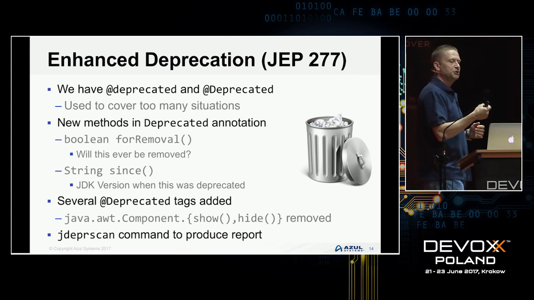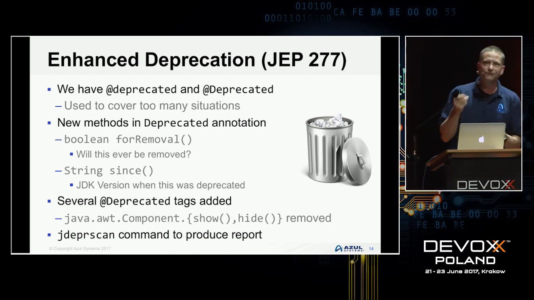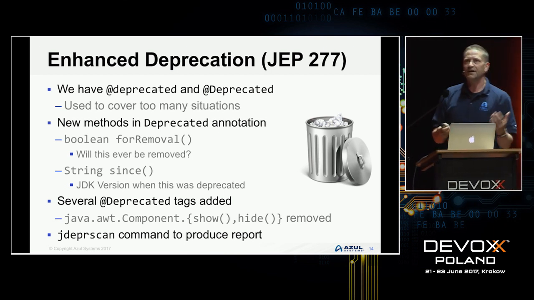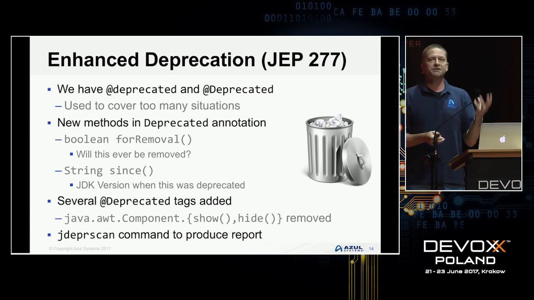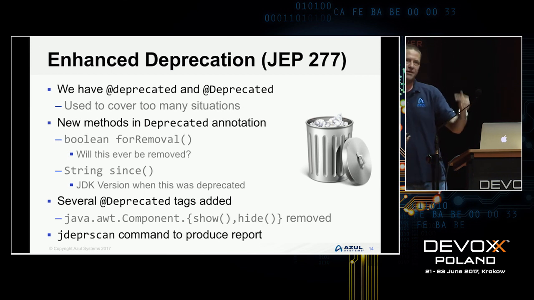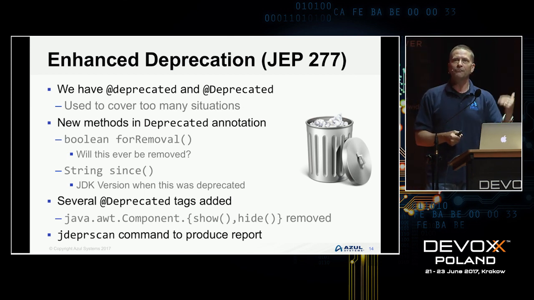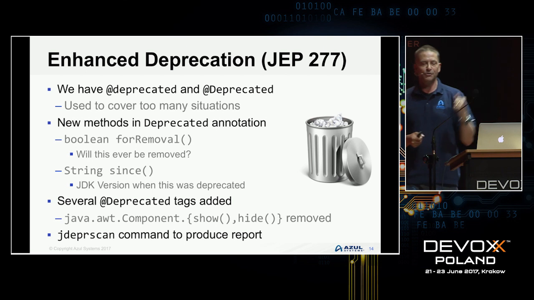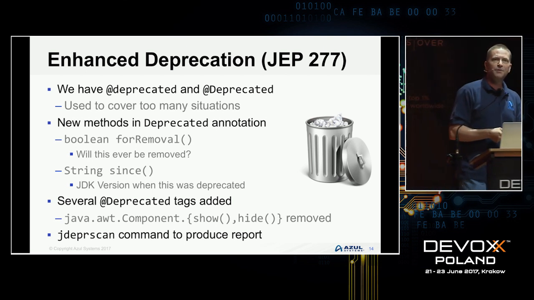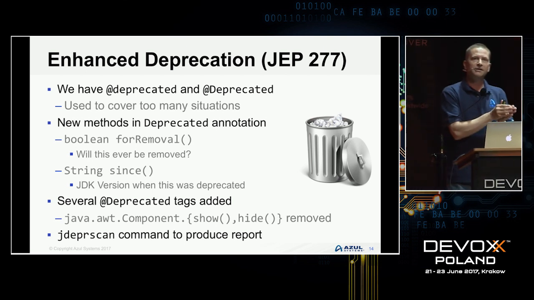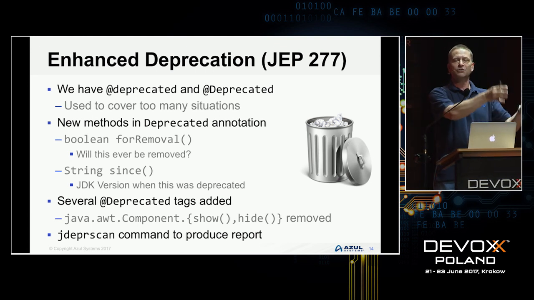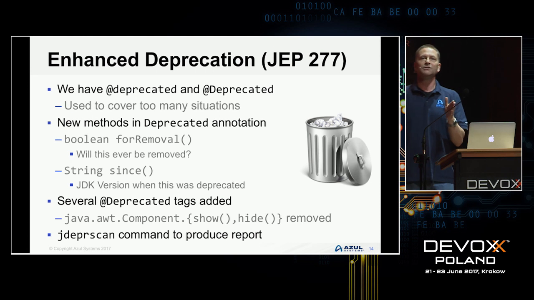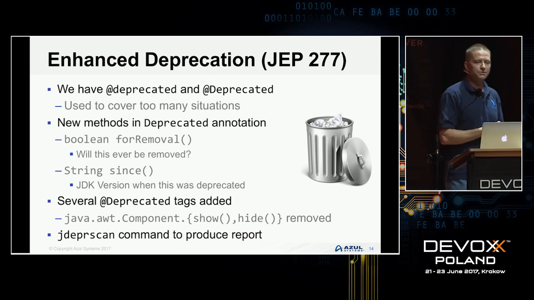So now in JDK 9, there are 2 new methods that are added to the annotation that allow you to get more information. So the first of those is forRemoval, and that has a value of either true or false. What that really tells you is that if it's marked as true, then at some point in the future that element will be removed, or the intention is to remove it at some point in the future. If it's marked as false, at that time, there is no intention to remove it. So it's left there because it's still useful, but there are better alternatives that you might want to use.